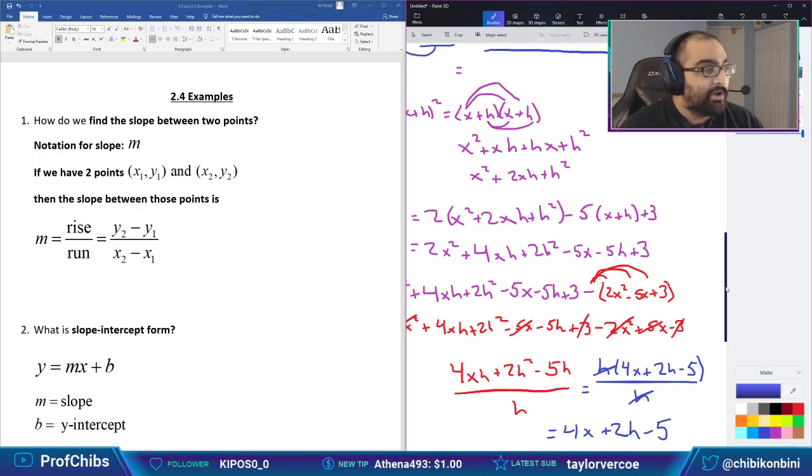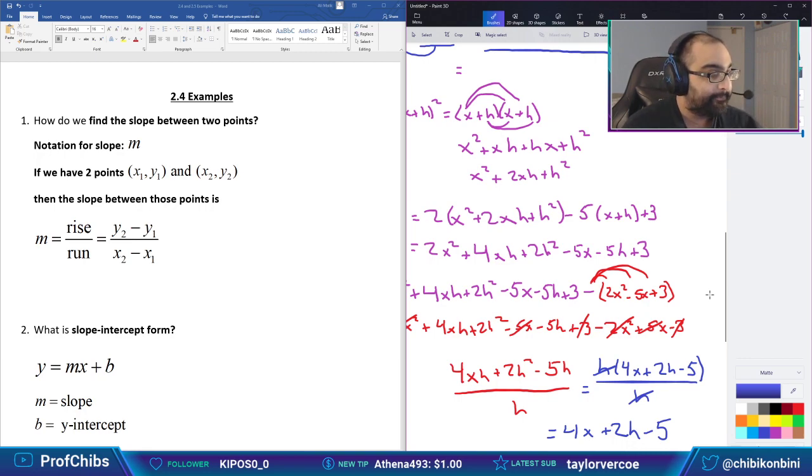Number one: how do we find the slope between two points? You've probably seen this before if you've done previous algebra classes, but just a refresher: the notation for slope is m, and we have two points, x1, y1 and x2, y2. The slope equals rise over run, or m equals y2 minus y1 over x2 minus x1.